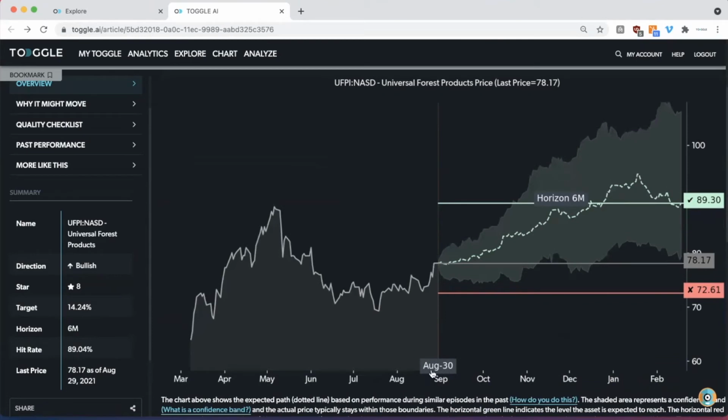So on August 30th, the price was currently at $78.17. And Toggle predicts over the next 6 months that the price will go to $89.30, as you can see based on this median projection line.